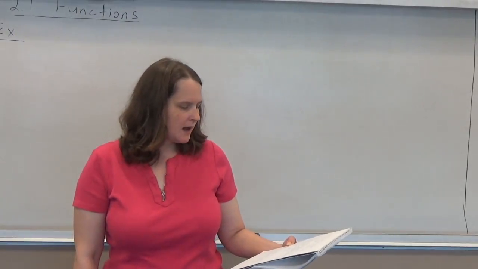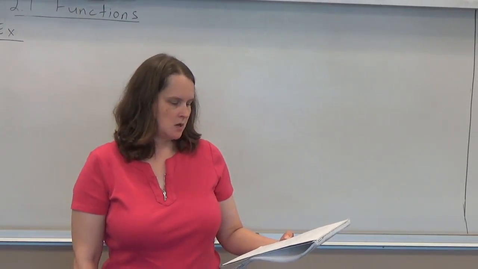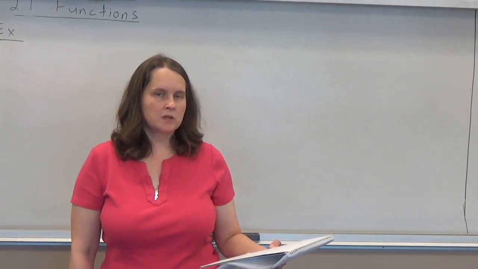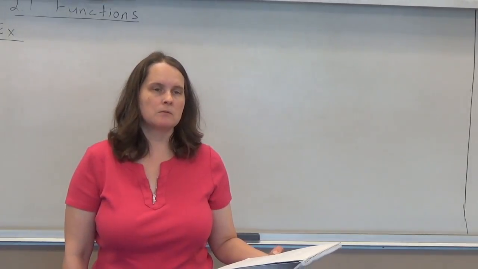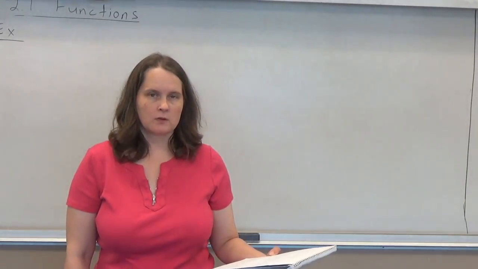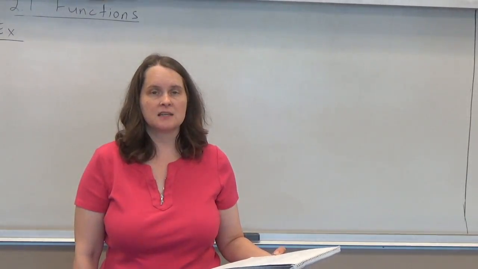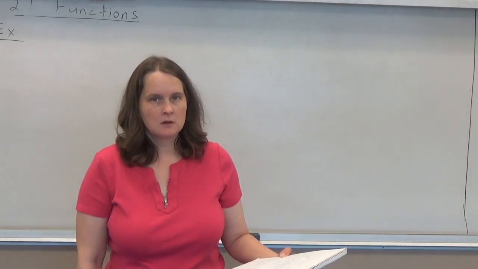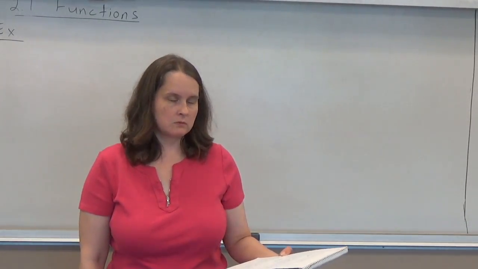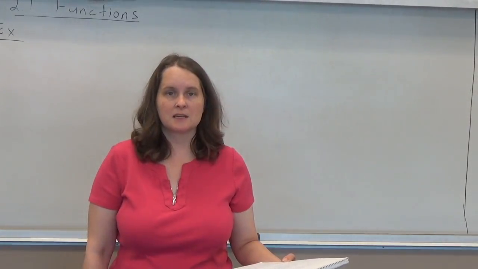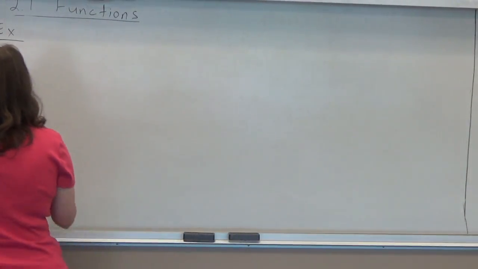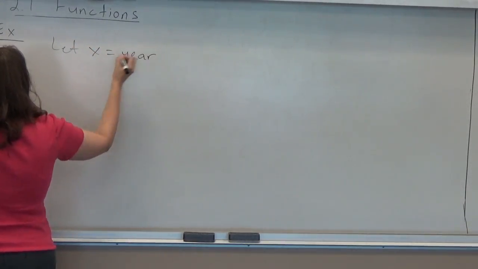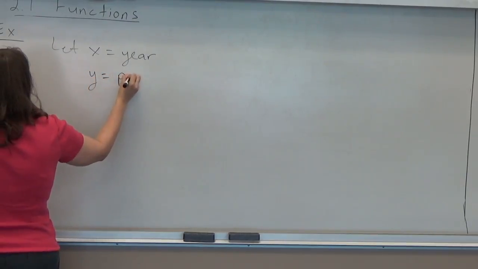So how can we write this information as two ordered pairs? You have years and you have population. Which one of those do you think would be like the x value or like the input? We can also think of this as the independent variable. The year will determine the population. So we want to let x represent the year. So we'll let x equal the year. Y will be the population in millions.